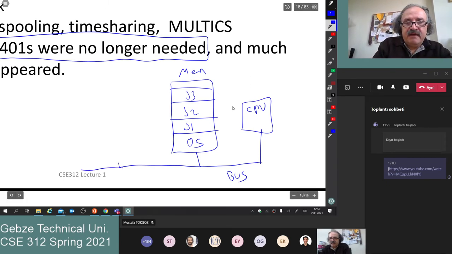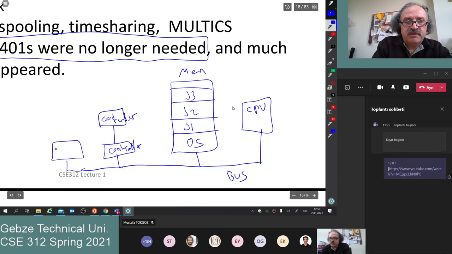And my card reader is connected to the bus. This is a controller, an electronic device that communicates the card reader with the computer. Another controller. This is the printer.